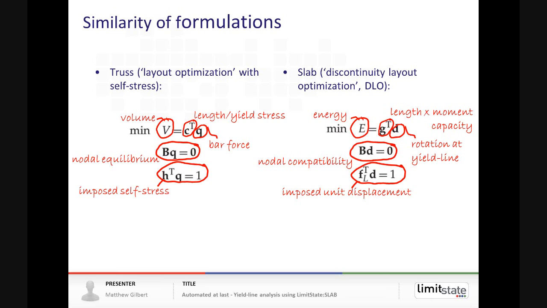Instead of applying self-stress, we're applying a unit displacement according to the principle of virtual work. But mathematically speaking, these are equivalent, and mathematically speaking, these are very, very simple to solve. We can solve these using very widely available linear optimization problems. And from an end user's perspective, that means that we can solve problems very, very quickly.